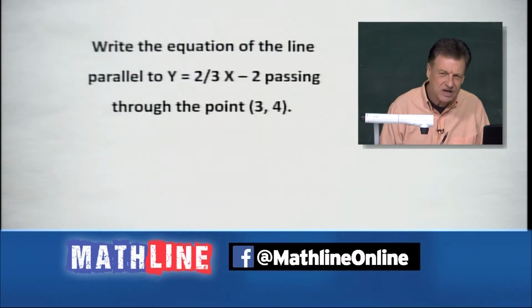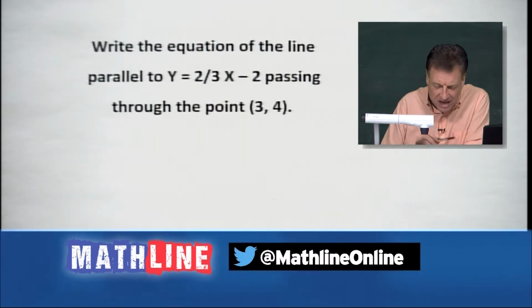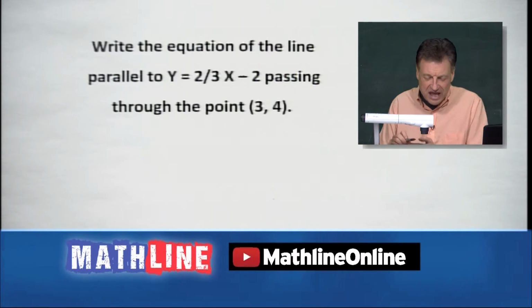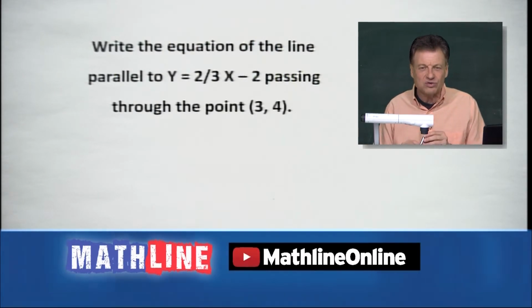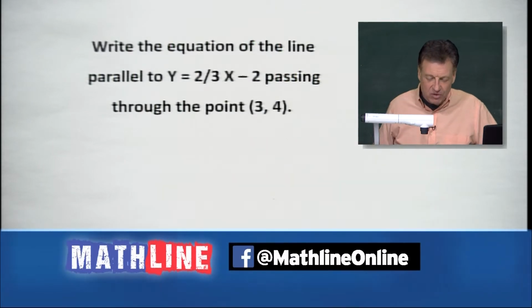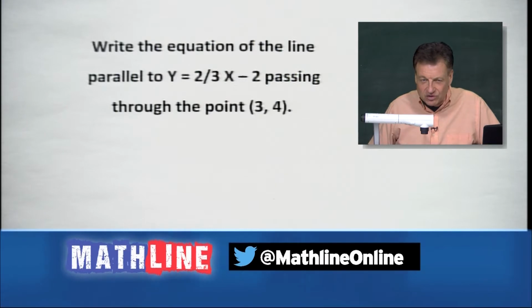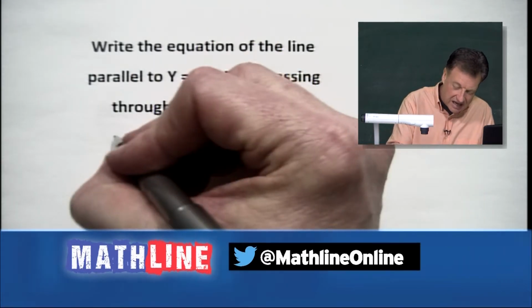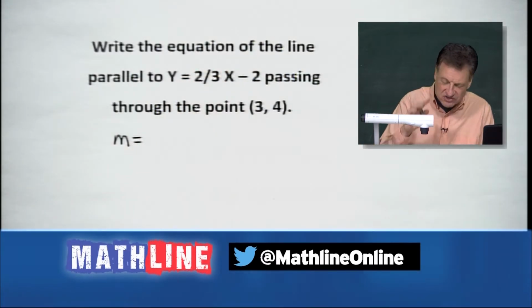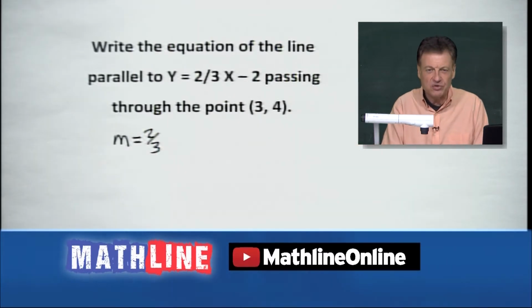This one may be very similar to the problem we just did earlier. Let's write the equation of the line parallel to y equals 2/3 x minus 2. We're going to pass it through the point (3, 4). Could be similar. We'll find out. It gives us practice, right? Well, the slope I already have staring at me. There it is. It's 2/3.